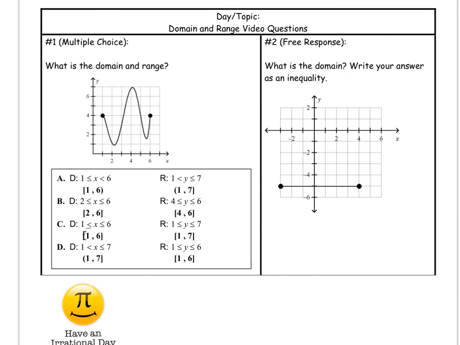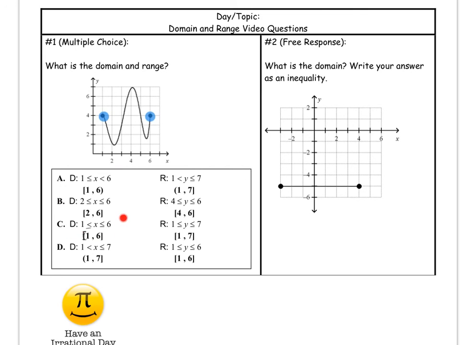Okay, now it's your turn to find the domain and range of the graph in multiple choice question number 1. And number 2, what is the domain? Write your answer as an inequality. So for number 1, both of these endpoints have solid circles. So that means that your inequalities are going to be less than or equal to and greater than or equal to, and that'll help you figure out your answer right here.